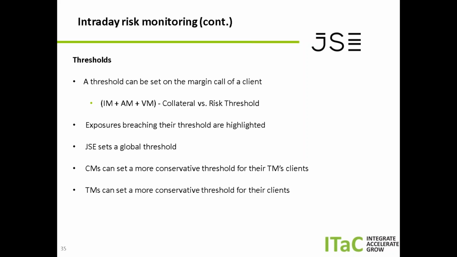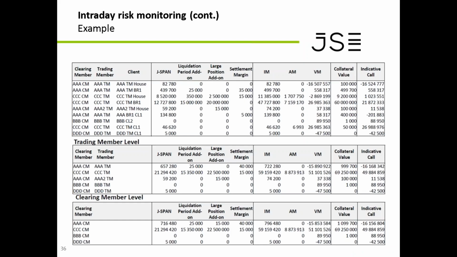That threshold, we will set an initial value, and then the trading clearing member can set a more conservative one, and the trading member can set one that's even more conservative. So this is the type of information that we, from a risk perspective, are publishing.